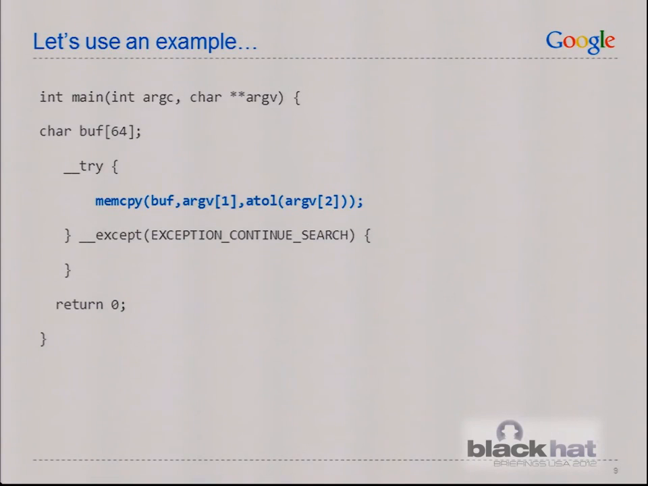Let's use this as an example. This is a super small snippet of source code. Main function, guess where it is, the buffer overflow highlighted.